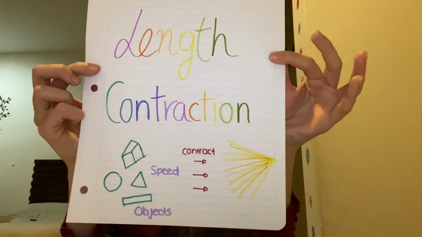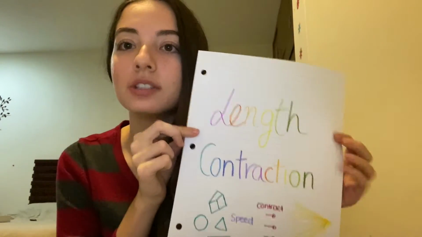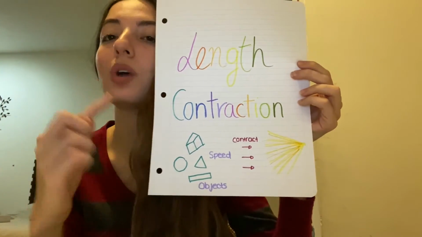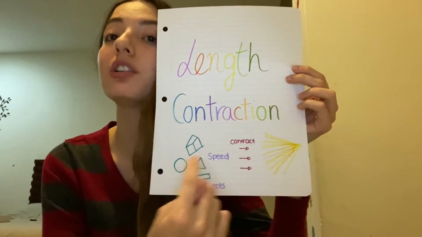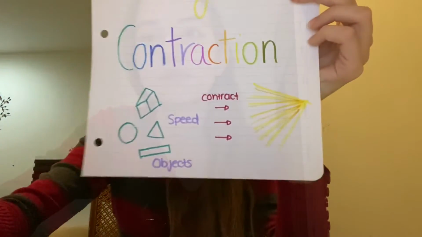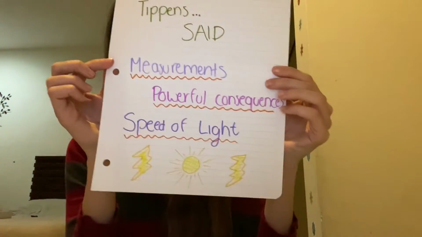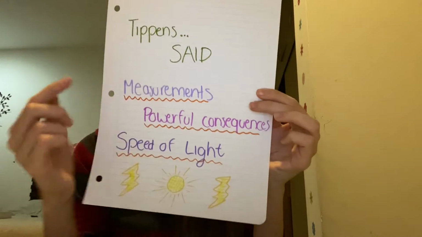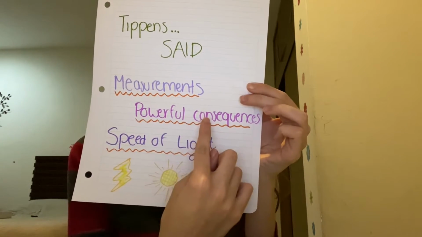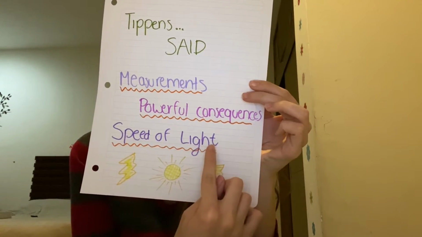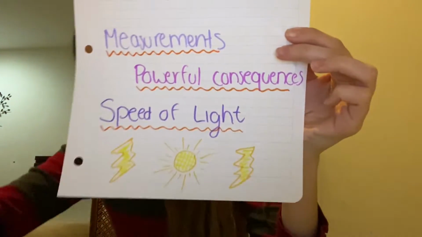In this problem, we're going to talk about length contraction. Length contraction says that when objects move at a speed that is closer to the speed of light, they will contract. Something very important to know is that relativity of simultaneous measurements can have powerful consequences when an object approaches the speed of light. All physical measurements must account for the relative motion.